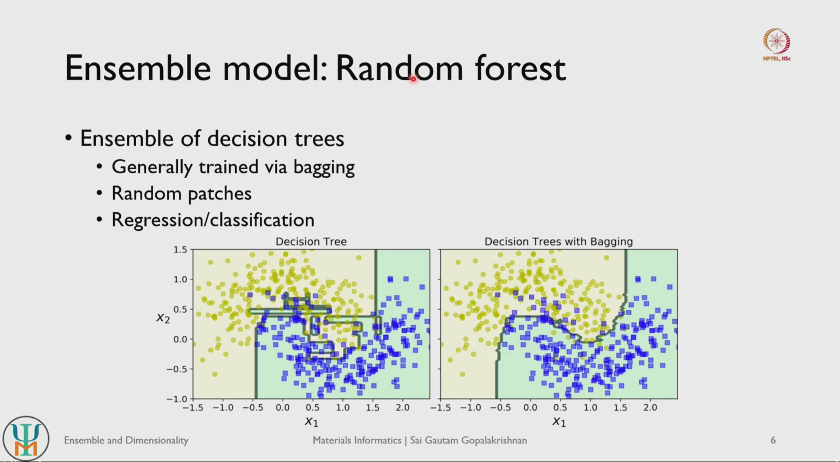And once trained, the random forest can be used for both regression and classification tasks, right. So I will give an example of how random forest can really make a difference. Let us say this is an example of a decision tree. You have two distributions of data points here, sets of circles and sets of squares.